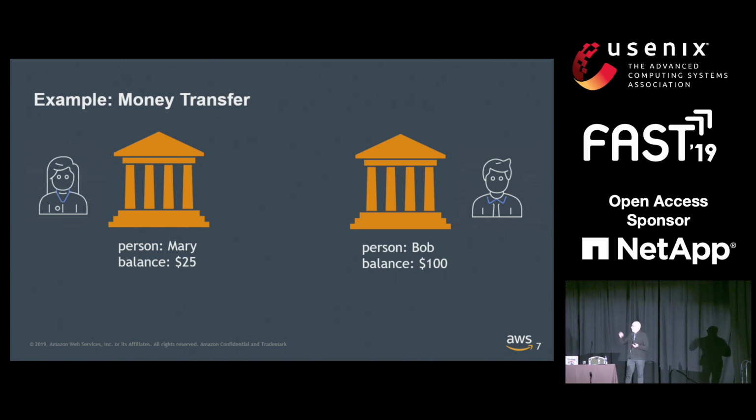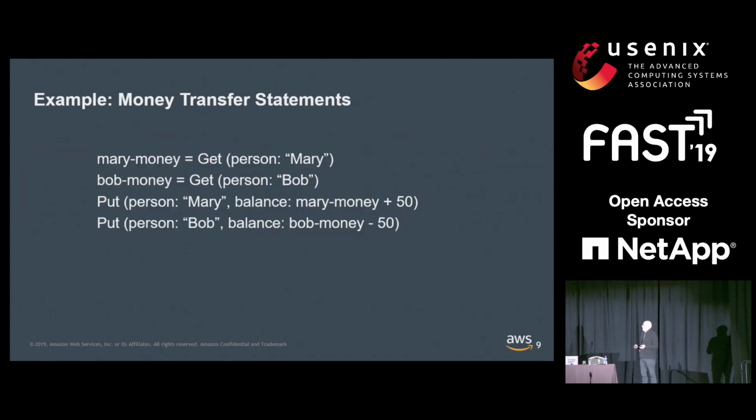So here we have an example where Mary has $25 in her bank account. Bob has $100 in his bank account. And now if Bob wants to transfer $50 to Mary, then Mary's bank account gets updated to be $75. Bob's bank account gets decremented to be $50, and we'd like to do that as part of a transaction. It's easy to do that in a NoSQL database, like DynamoDB, with 4 easy statements. You can do probably the same 4 statements in almost any NoSQL database.